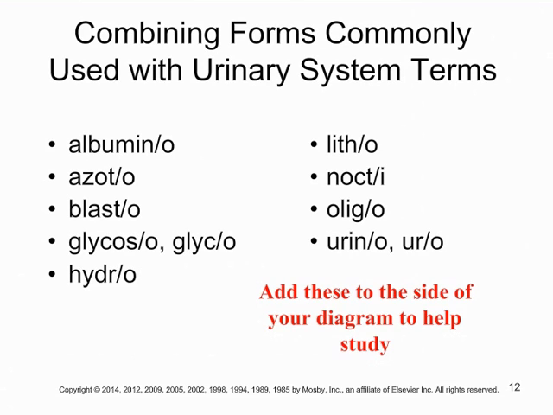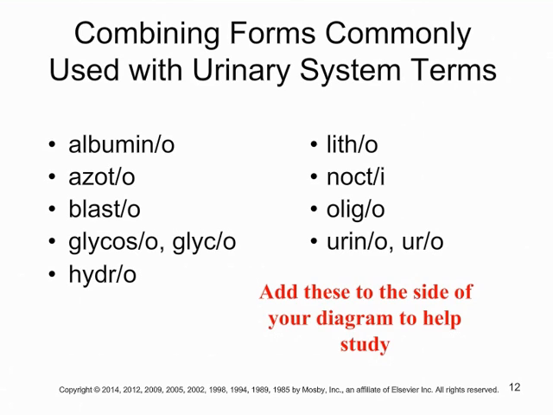Here are the combining forms of words that are used with the urinary system, but not specifically talking about the anatomy. The first one is albumino, which means albumin, and we don't really talk a whole lot about it, but it has to do with proteins and pressure regulation within the urinary system. We also have azoto, which means urea or nitrogen. And we're going to learn a little bit about what urea is. And nitrogen, those are kind of part of the waste products that are filtered out of your blood.